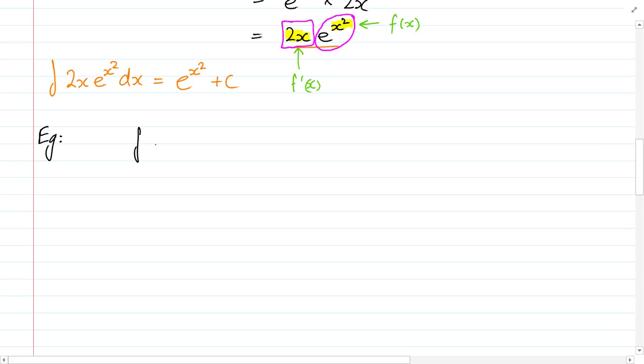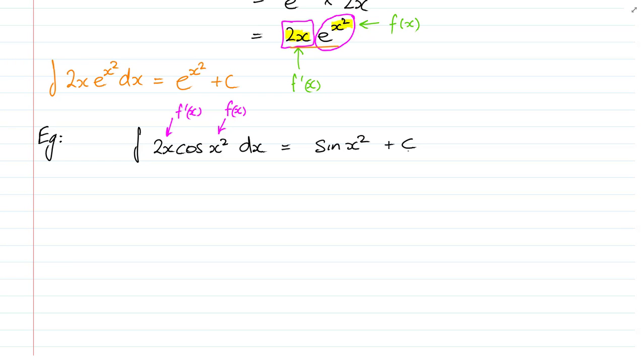Let's say we were integrating 2x cos of x squared dx. And this would be a case of recognizing that this is our f dash of x and this is our f of x. And so therefore, if I write this down as sine of x squared plus c, that would be our integral, because the cos x squared would go to the sine x squared, and that 2x will get sucked up in the derivative of that x squared.